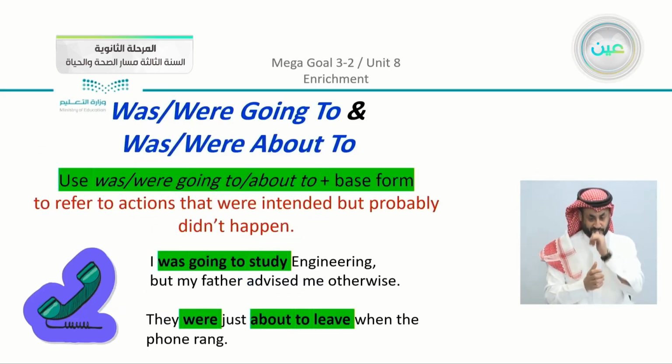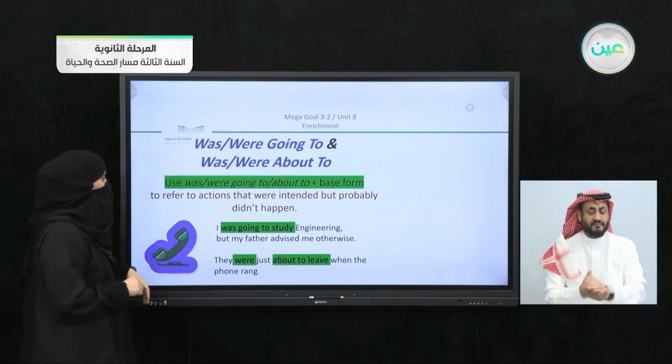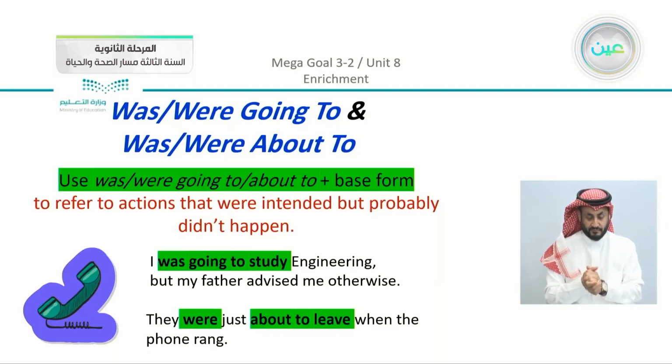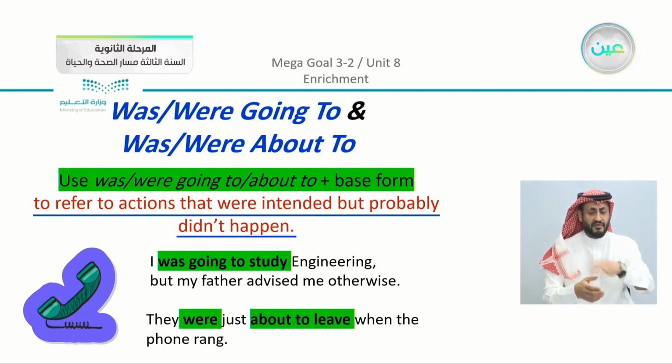Now also we studied either using was or were going to, was or were about to. So here there is something very important to know, that we use this structure with the base form. So for example, I was going to study engineering, but my father advised me otherwise. And we have here, they were just about to leave when the phone rang. So when do we use this structure? To refer to actions that were intended but probably didn't happen.